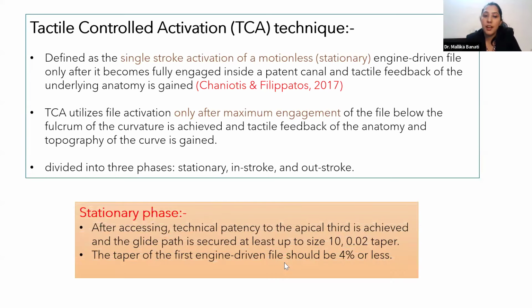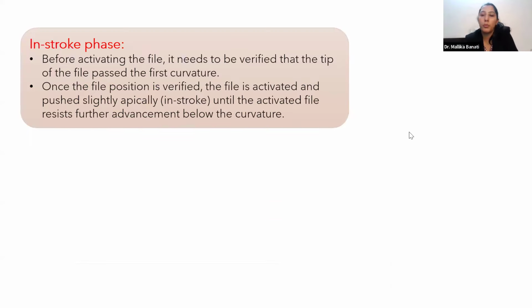So stationary is after accessing, once technical patency to the apical third is achieved. The taper of the first engine-driven file should be about 4%, not more than that. Kindly do not use your F1s for this. It is a 6%, 7% taper. Don't try that.